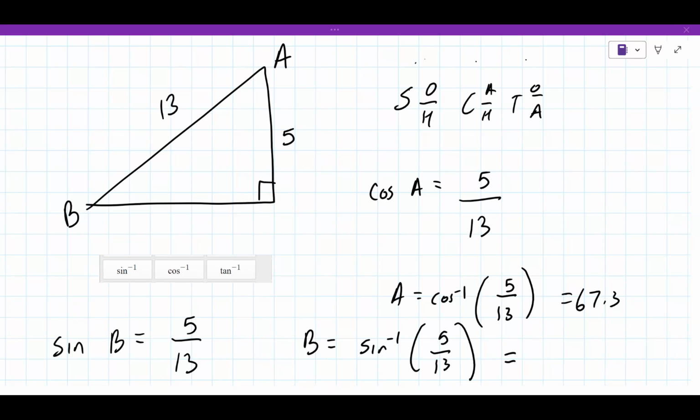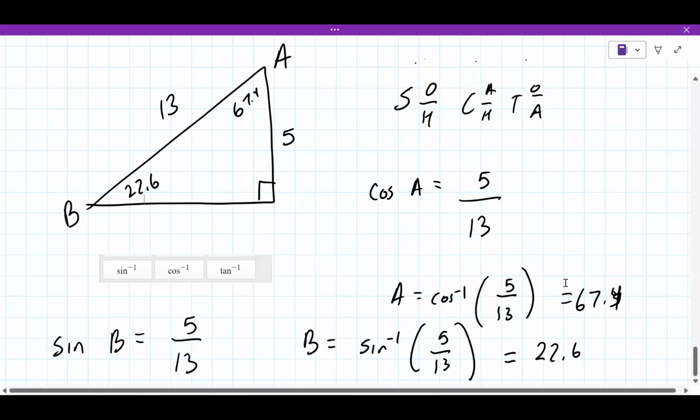I have sine, but oh, I'm sorry. I apologize. You're right, it is 22.6. Do you see that these three angles now add up to 180 again? That's really important. They always have to add up to 180. I was thinking of something totally different.